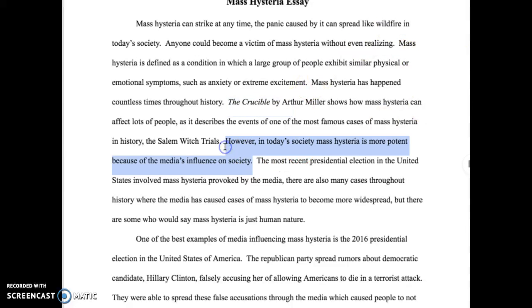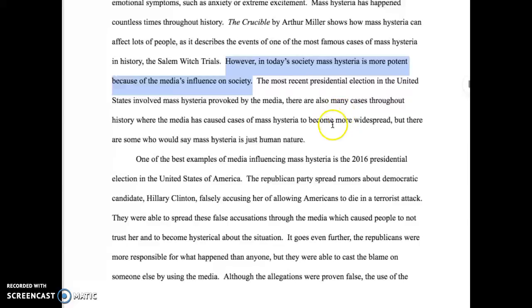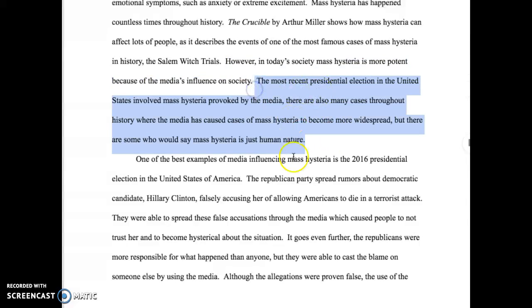And then this right here is your thesis. So sometimes the thesis can be the second to last sentence or towards the end of the intro. So this is fine. It's just a little bit long, so I would suggest maybe cutting this down, or maybe, I'm not sure, maybe reordering it a little bit. But your thesis is pretty good. Today's society, mass hysteria is more important because of media's influence on society.